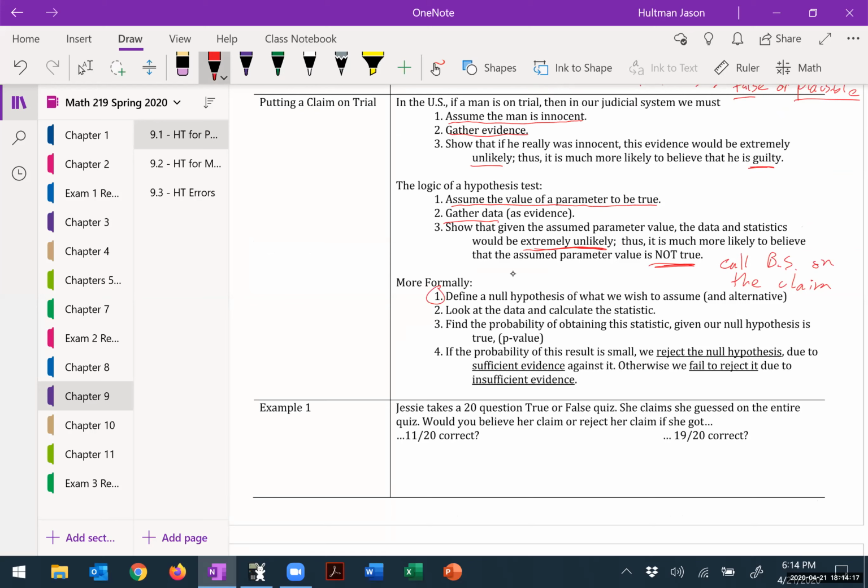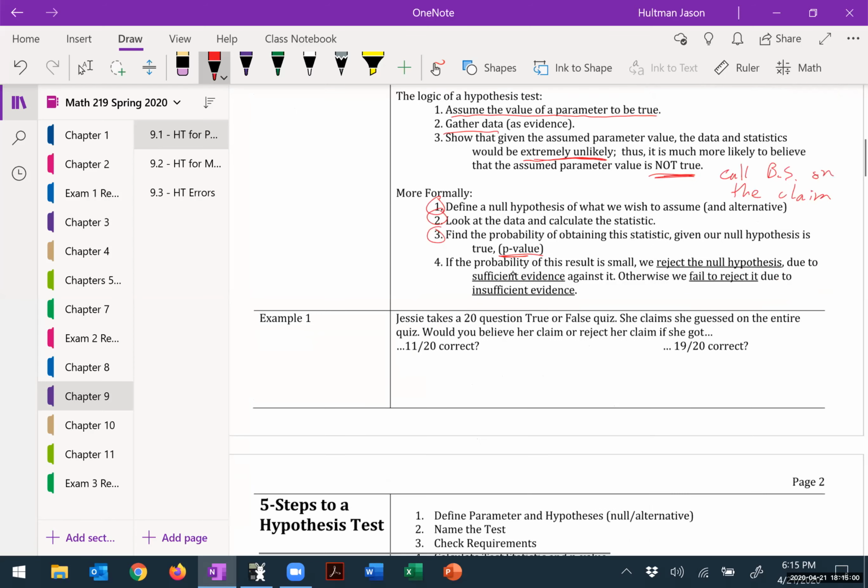Look at the data and calculate the statistic. Number 3, find the probability of obtaining the statistic given our null hypothesis is true. Assuming it's true, how far away is our statistic? That's our p-value. And number 4, if the probability of the result is small, we reject the null hypothesis due to sufficient evidence against it. Otherwise, we fail to reject, we fail to convict due to insufficient evidence.